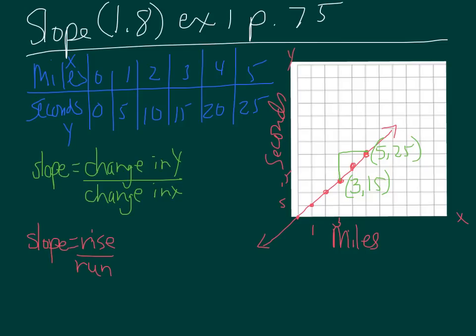All right, and example 1 on page 75 is kind of tricky, but not too much. But let's go look in the book. And it's a word problem. It's got a chart, and it also has a graph. So it is all of it together.